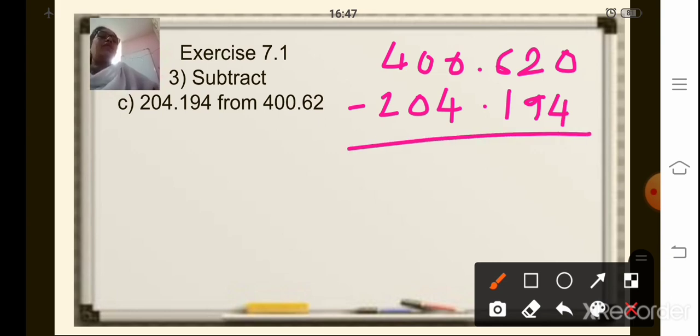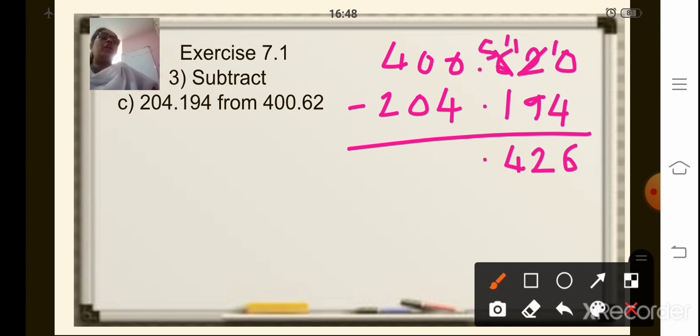Subtract it now from 0. You cannot subtract 4, so borrow from here 1. This will become 10. 10 minus 4 is 6. Now from 1 you cannot subtract 9. So borrow from here 6. This will become 5 and this will become 11. So 11 minus 9 is 2. 5 minus 1 is 4. Put the decimal point in the proper place.